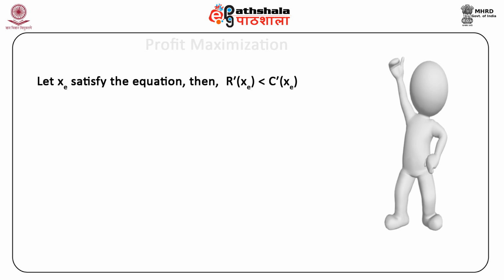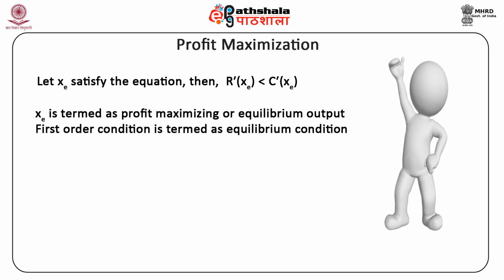Let x_e satisfy the equation, then we can write the first derivative of the revenue function at x_e is equal to the first derivative of the cost function at x_e, where x_e is termed as the profit maximizing or the equilibrium output. Note that the first order condition is also termed as the equilibrium condition.